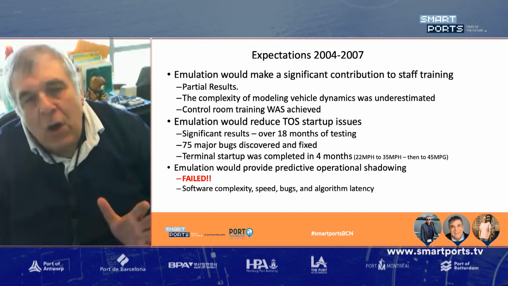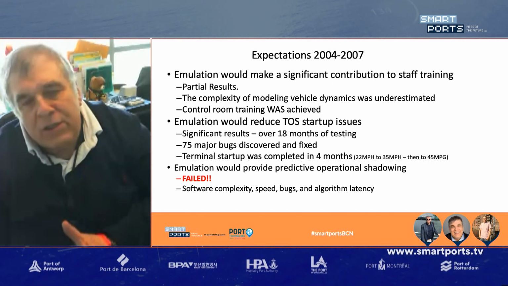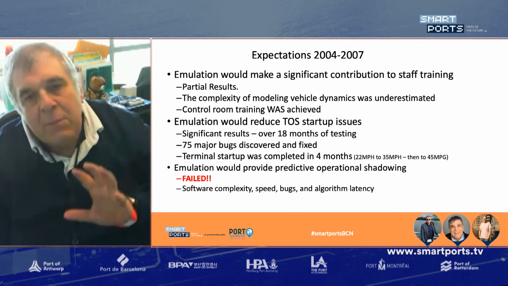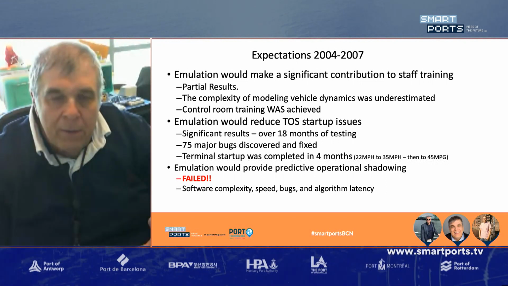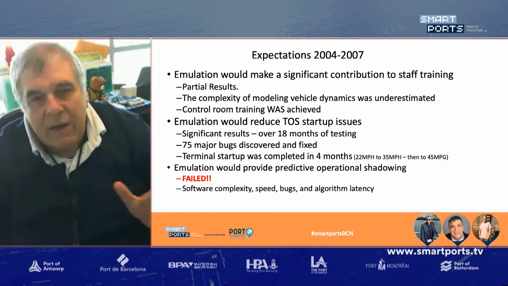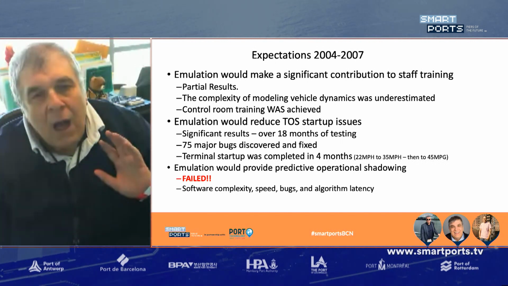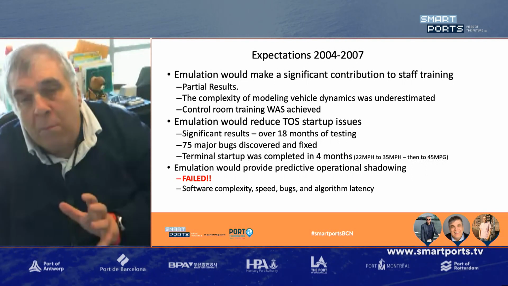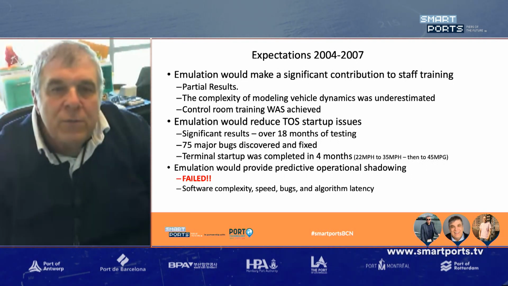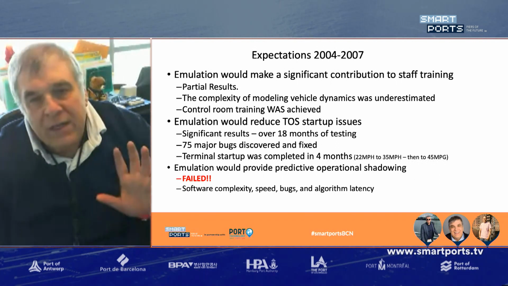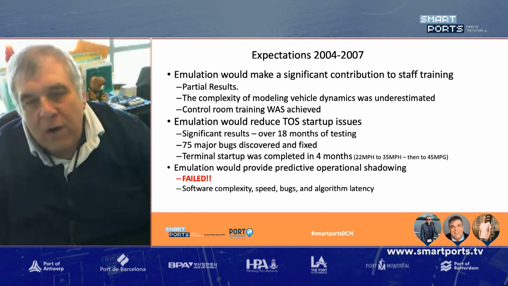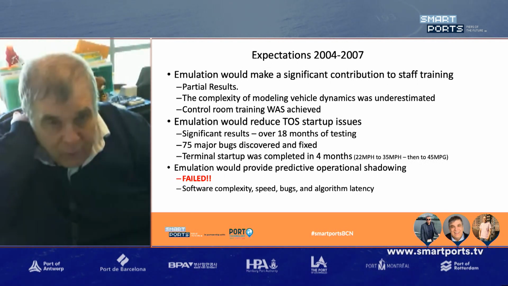We expected that the TOS would reduce the startup issues related to terminal operating systems. We got significant results from this. This was 18 months worth of testing against a simulated model of the system. 75 major bugs were discovered and fixed during that period of time. The terminal startup was completed in 4 months. It was actually 3 months ahead of schedule. We started doing 22 moves per hour on a ship, on a crane. We ended up at 35 moves an hour in only 4 months' time. And we went on to achieve 45 moves per hour, which is a world-class performance.